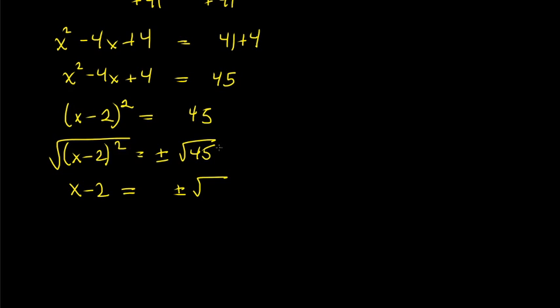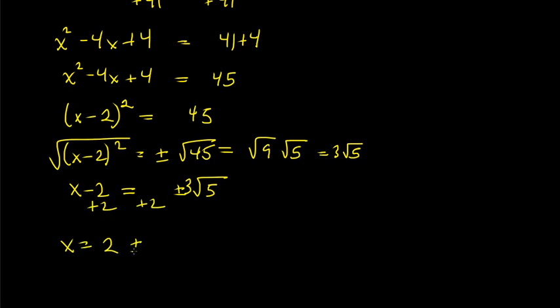I think we can simplify that, right? 45 is 9 times 5. And the square root of 9 is 3. Right? So this is really just going to be 3 square root of 5. So add the 2 to both sides, and it looks like we get 2 plus or minus 3 square root of 5.